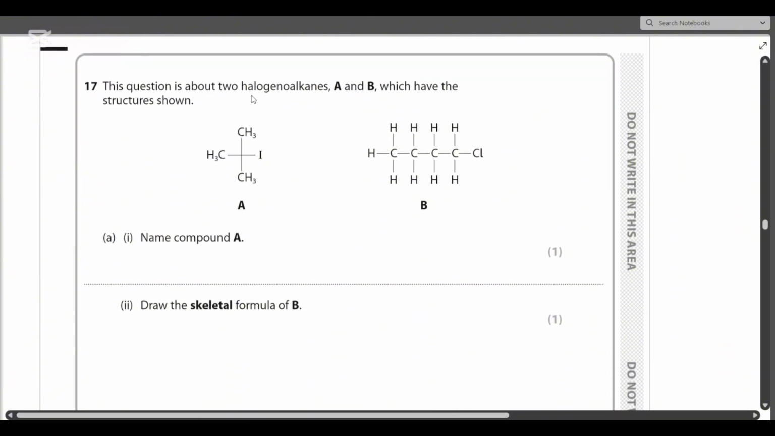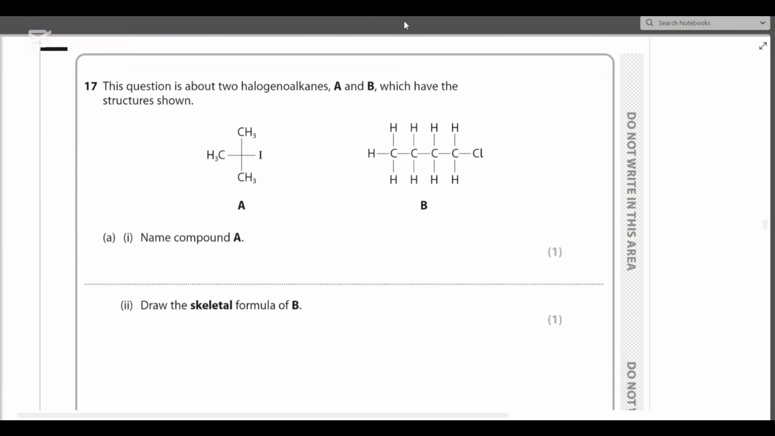Moving on, this question is about two halogenoalkanes A and B, which have the structures as shown. So they've told you to name compound A. Now this is pretty simple since you can see that the longest chain here is this one. So it's 1, 2, 3. With the second carbon, the iodine is attached, so we can write 2-iodo. We can also see a methyl group attached, so 2-iodo, 2-methyl. Since the longest chain has 3 carbons, it's obviously propane.